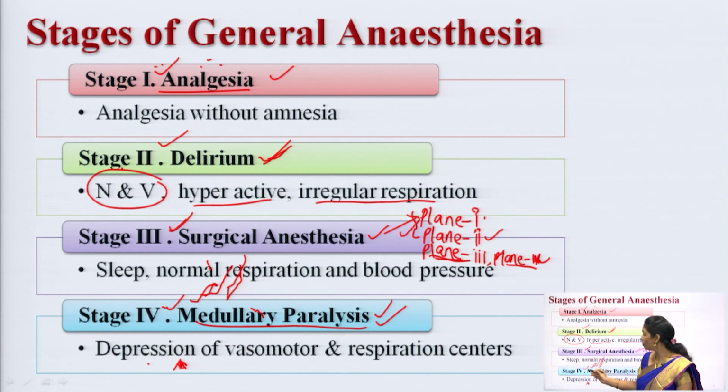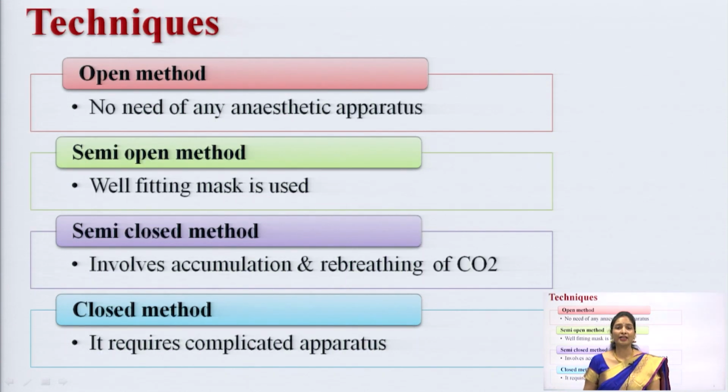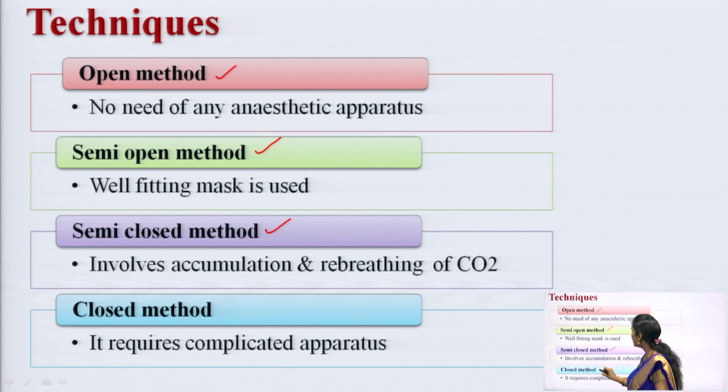And when the person enters into stage 3 and after that stage 4, here the anesthesia will enter deep into the body and will cause respiratory depression. If the anesthesia dose is increased, the person can even die. Okay. Next, the techniques. So what are the techniques of the anesthetics? We have mainly 4 types of techniques. One is the open method technique, second is the semi-open method technique, third is the semi-closed technique and the completely closed technique.